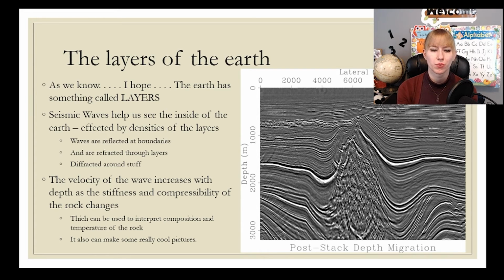So the velocity of the wave increases with depth if the stiffness and compressibility of the rock changes, and then can decrease if it becomes looser. And this can be used to interpret the composition and temperature of the rock. It can also be used to make some really cool pictures of what we see under the Earth.